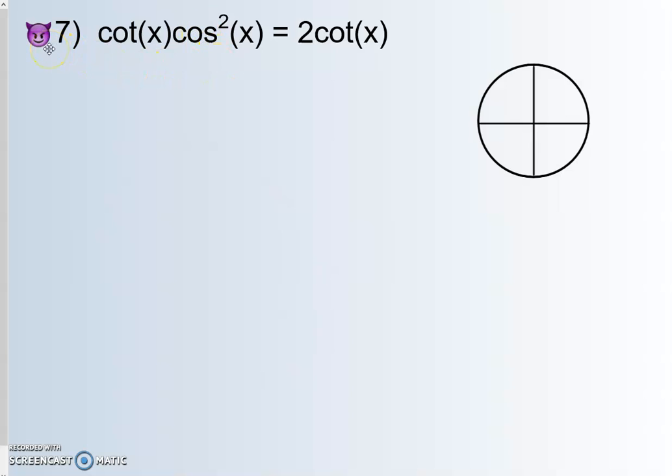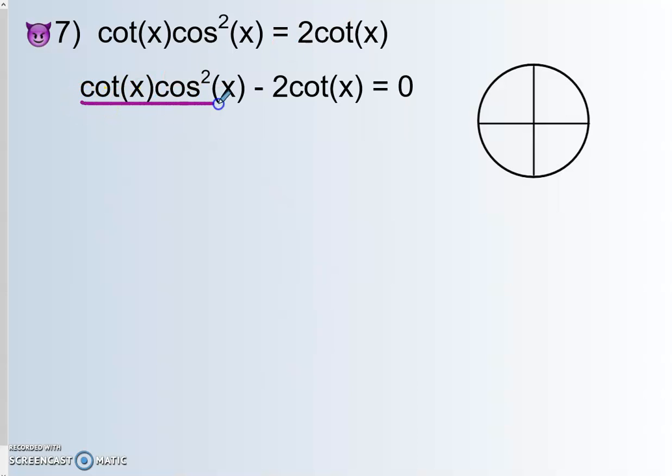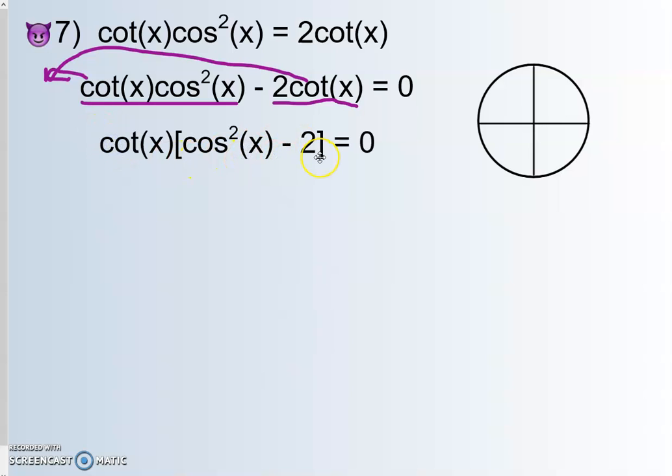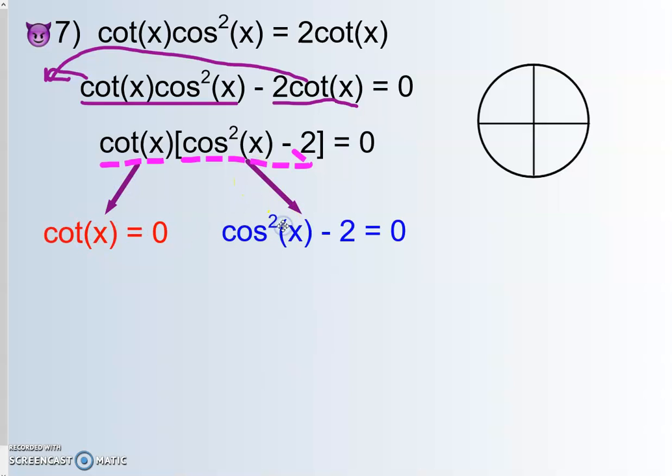So let's try this one. And this one, oh, that face is scary. So here's what I did. I got everything to one side, and I'm going to factor. And I'm going to factor this by taking a look here at these two terms and pulling out a GCF. And I think I can pull out a cotangent for both of these. So I pull my cotangent out, and that's what I'm left with. Well, again, anytime you multiply two numbers together and get 0, one of those numbers has to be 0. So I took a look over here, maybe that's 0. And I took a look over here, and maybe that's 0.